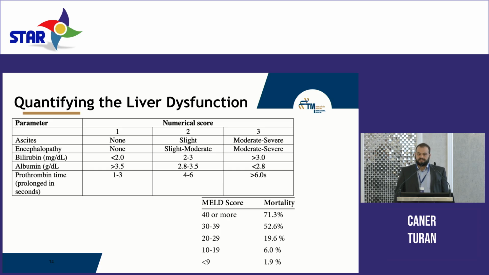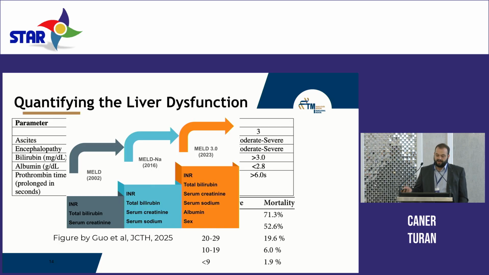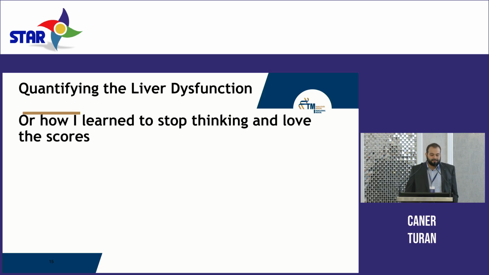So that's why colleagues have developed different approaches to quantifying the liver function of a critically ill patient. One of them is the MELD score. The MELD score is, in my opinion, quite subjective, but it correlates quite well with mortality. But if it was working so well, I don't think we would need to refresh the MELD scoring system basically every year. So let's go to quantifying liver dysfunction in critical care, or how I learned to stop thinking and love the scores.